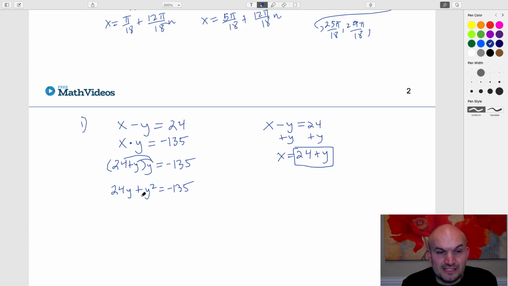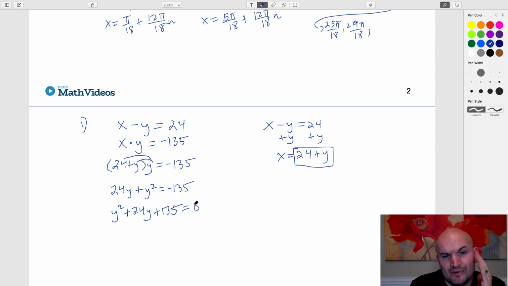Now you see this is a quadratic with two variables, so therefore I have y squared plus 24y, and then add 135 to the other side. And now we need to find something that multiplies to give you 135 and adds to 24, which are very big numbers to work with.